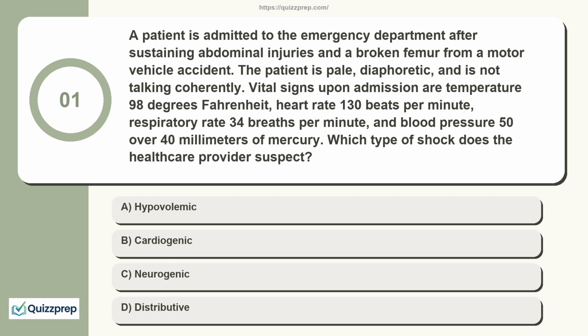Hypovolemic, cardiogenic, neurogenic, distributive. The patient shows signs of significant blood loss and clinical symptoms of shock, such as tachycardia, tachypnea, and severe hypotension, which are characteristic of hypovolemic shock following trauma.